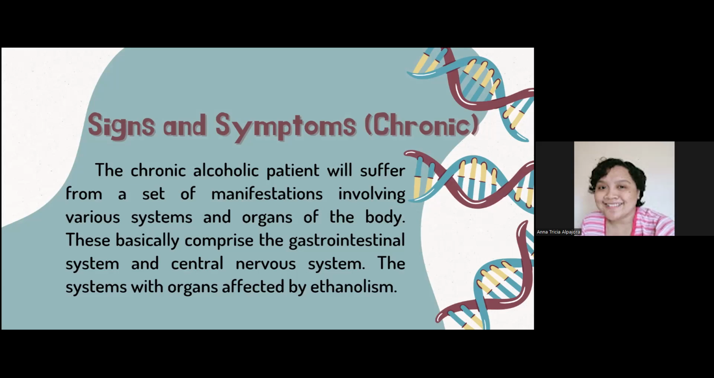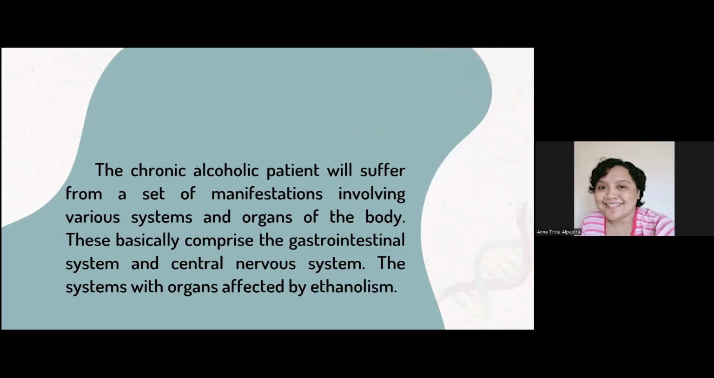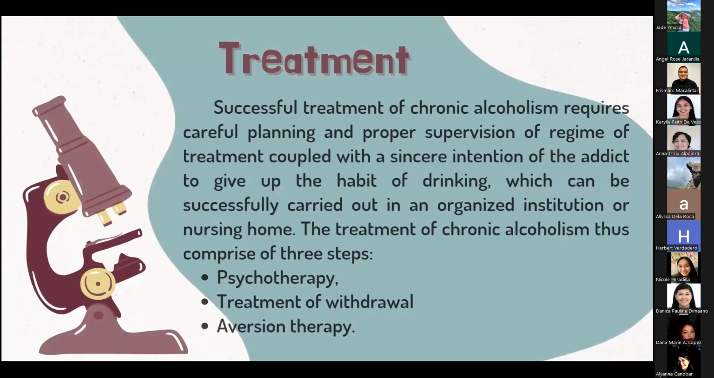So as for the treatment in the chronic alcohol poisoning, successful treatment of chronic alcoholism requires careful planning and proper supervision of a regime of treatment coupled with a sincere intention of the addict to give up the habit of drinking, which can be successfully carried out in an organized institution or nursing home.